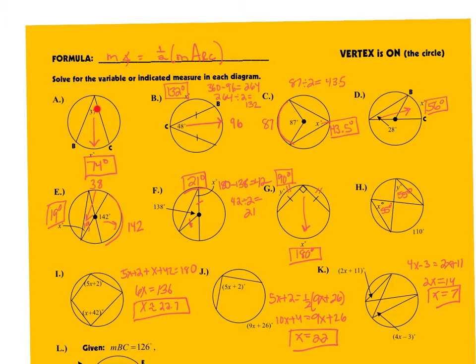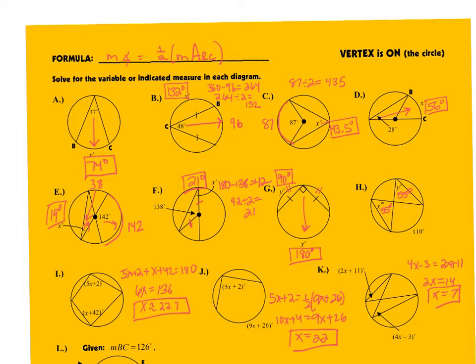So here we were asked to find this measurement here of the arc, X. And so we were told that the inscribed angle was 37. And so if we double that, that would give us 74. And that is what X is here.